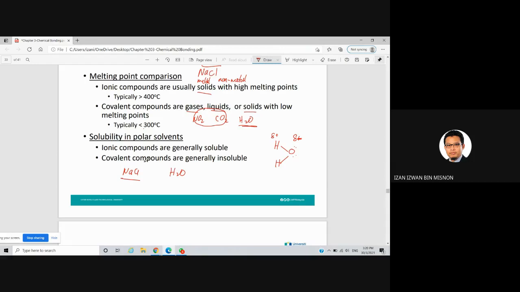For a covalent compound, let's say we have hexane. Hexane is a covalent compound. 1, 2, 3, 4, 5, 6. Hexane will not dissolve in water. So it will form a layer. Let's say we have two layers of hexane and water depending on their density. In this case, water will be on top, and the covalent compound, hexane, will be at the bottom.